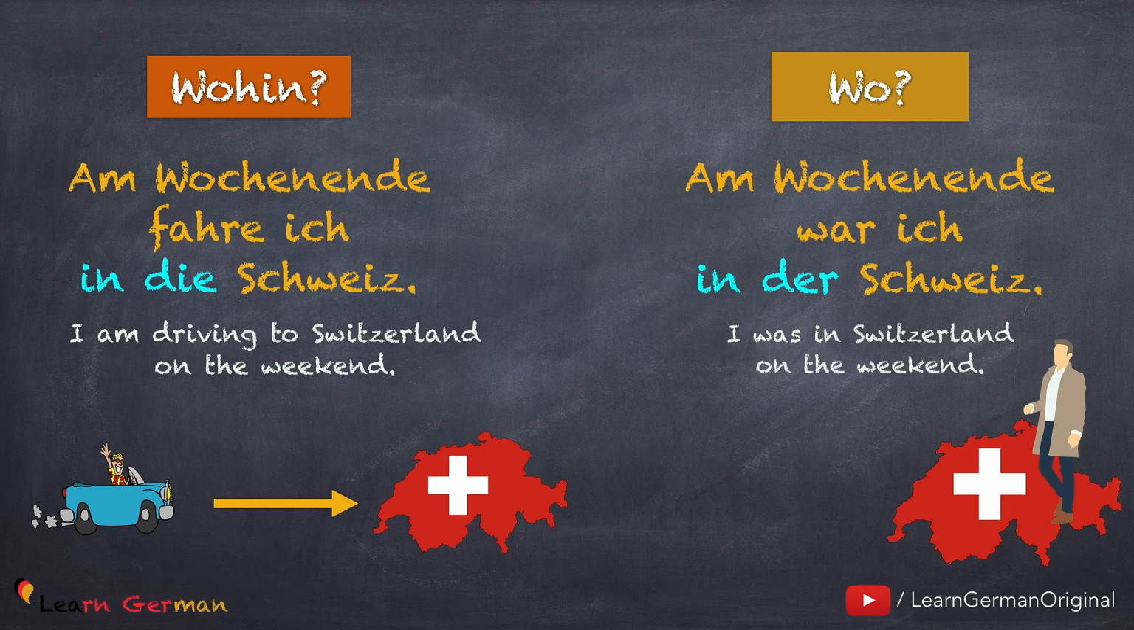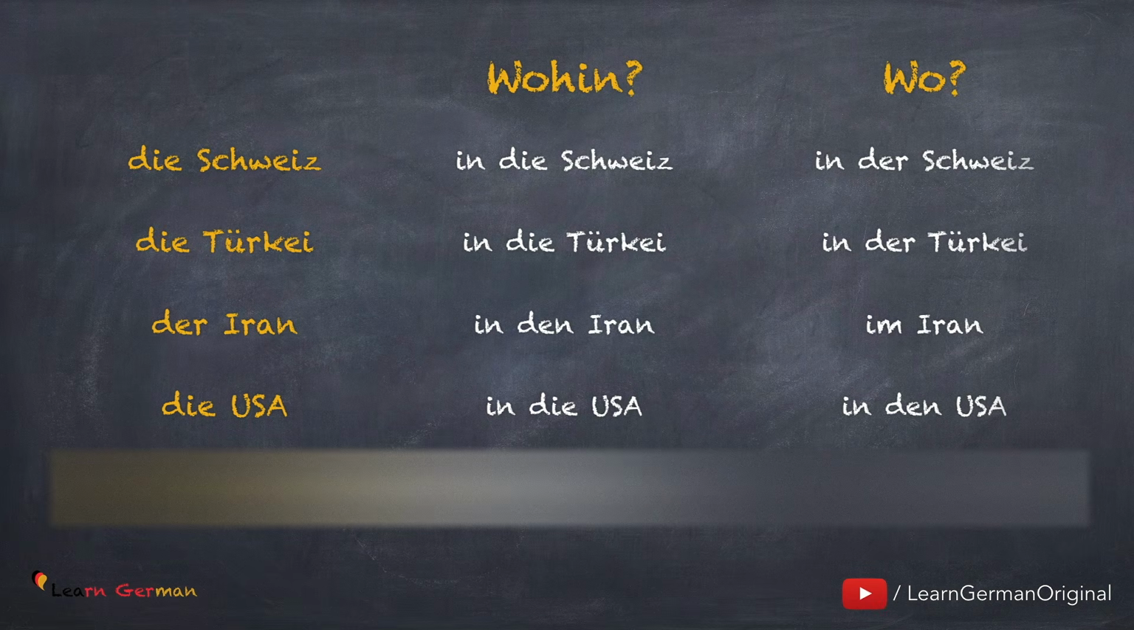But do remember that with wohin, the preposition in will take the accusative article, whereas with wo, it will take a dative article. For example, with wohin, you will say in die Schweiz, in die Türkei, in den Iran, in die USA oder in die Philippinen. But with wo, you will say in der Schweiz, in der Türkei, im Iran, in den USA, in den Philippinen. This is only for countries that have an article.